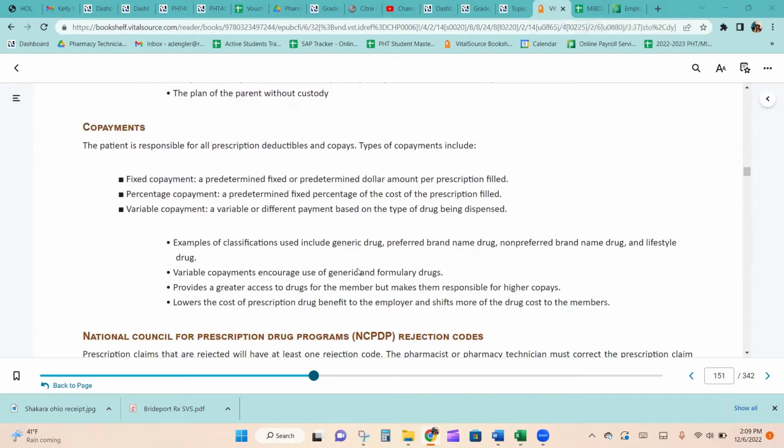Co-payments: the patient is responsible for all prescription deductibles and co-pays. So we have fixed co-pays, percentage co-payments, and variable co-payments.